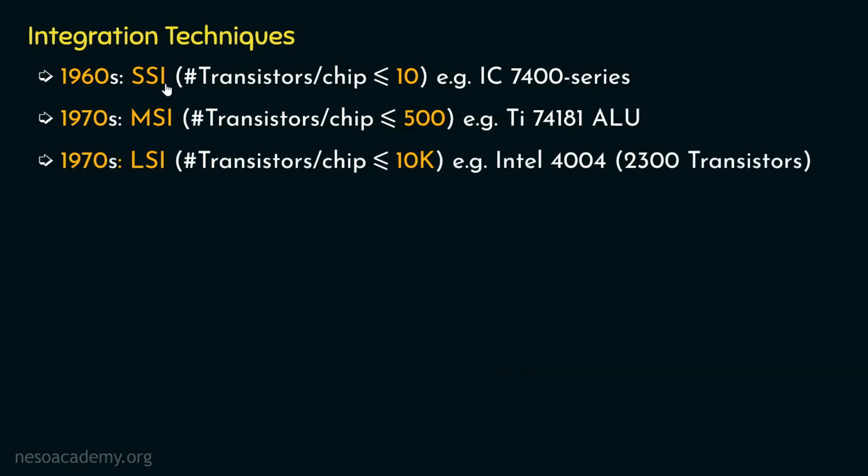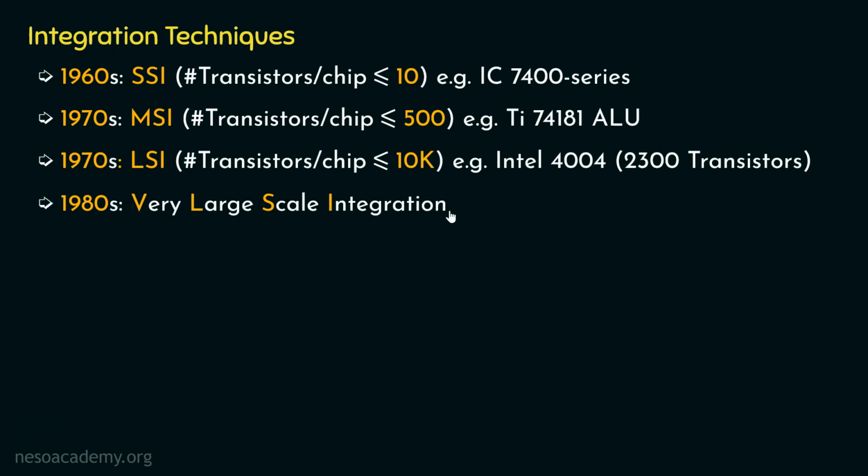So, after SSI, we have MSI, then LSI, that is large-scale integration. The number of transistors per chip for this is more than 500, however, less than or equal to 10,000. One notable example of this is Intel 4004, which had 2300 transistors on a chip. By now, you have already understood that with each integration technique, we were basically increasing the number of transistors per chip. Therefore, keeping that process intact, in the 1980s, the very large-scale integration technique was introduced.